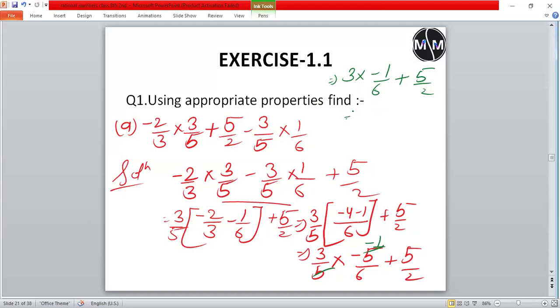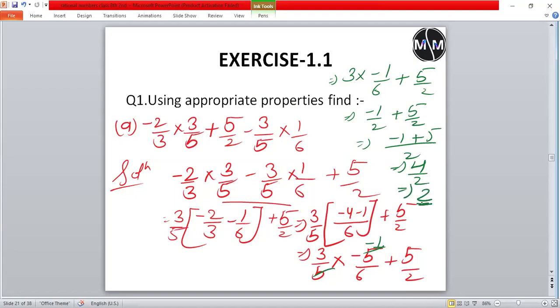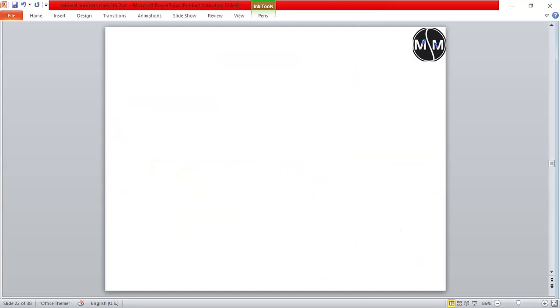Right. We get minus 1 by 2 plus 5 by 2. LCM 2: minus 1 plus 5, which is equal to 4 by 2, and which is equal to 2. We will get the answer 2. I will do it properly here.